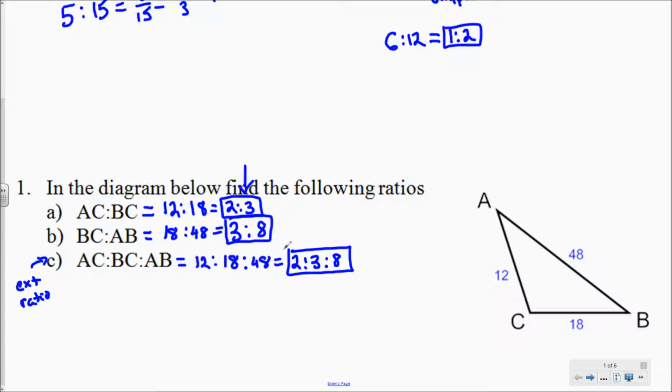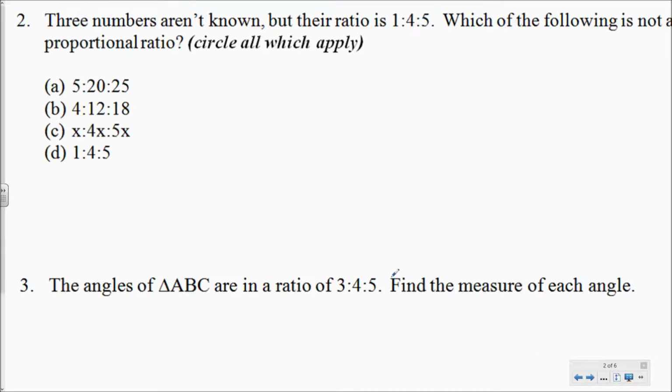Okay. Now, ratios and proportions are useful in a lot of other ways as well. Say three numbers aren't known, but I do know their ratio, 1 to 4 to 5. Which of the following is not a ratio which is proportional to the ratio 1 to 4 to 5? So I'm trying to find which of these is proportional or equivalent to 1 to 4 to 5 and identify the one that is not.